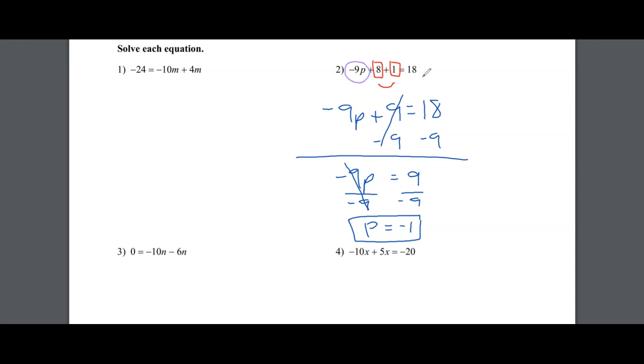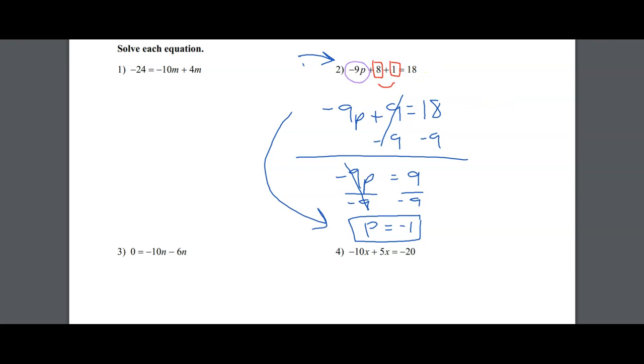Okay, so everything from here all the way down to here was something we've done before, right, with the 1-step and the 2-step equations. The difference was with our initial equation, we just needed to combine some like terms before we did some inverse operations.